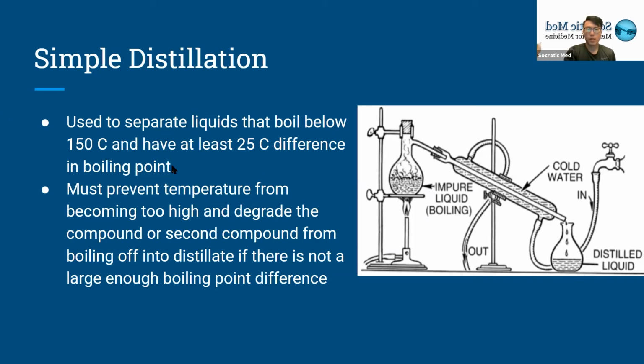So this is used below 150 degrees Celsius because you have to prevent the temperature from becoming too high, because when the temperature becomes too high, it'll degrade the compound, or the second compound that you don't want will boil off into the distillate, because there is not a large enough boiling point difference between the two liquids. So you have to keep it below 150 degrees Celsius, and the two liquids must have at least 25 degrees Celsius difference between their boiling points. So that's simple distillation.